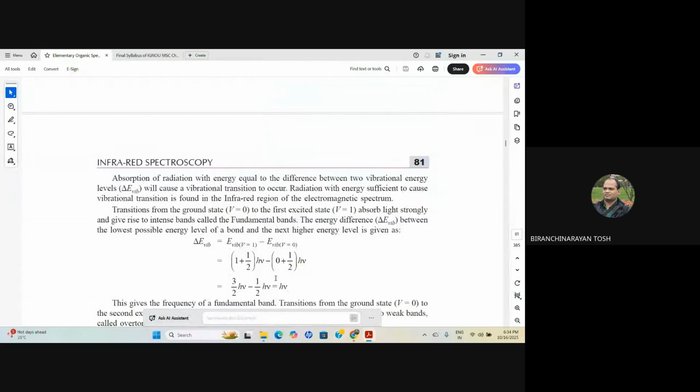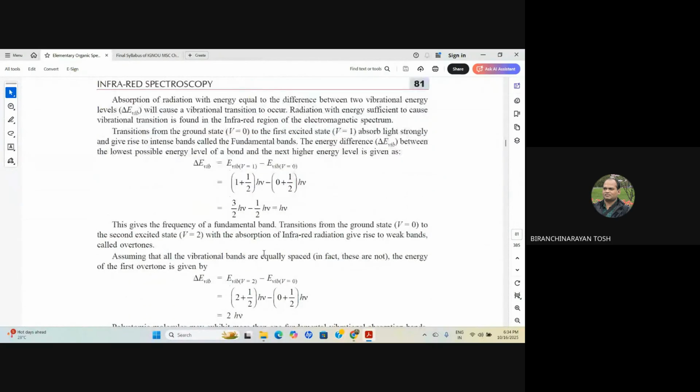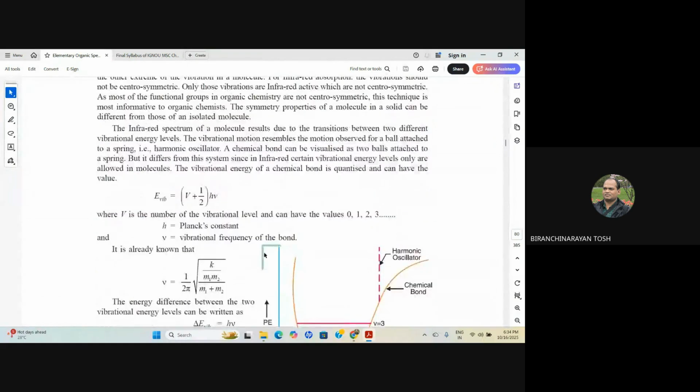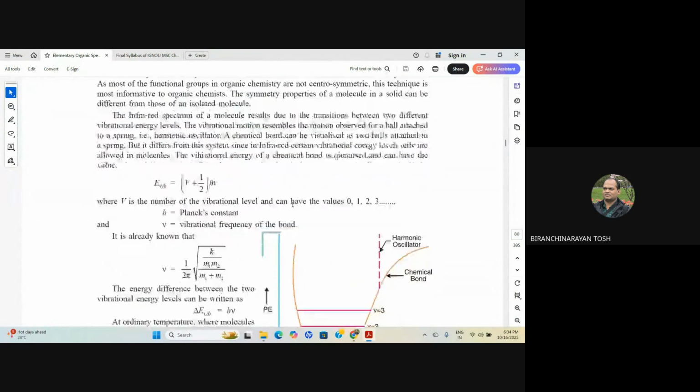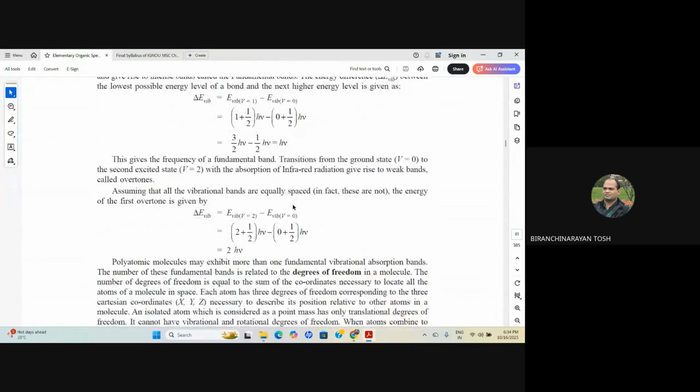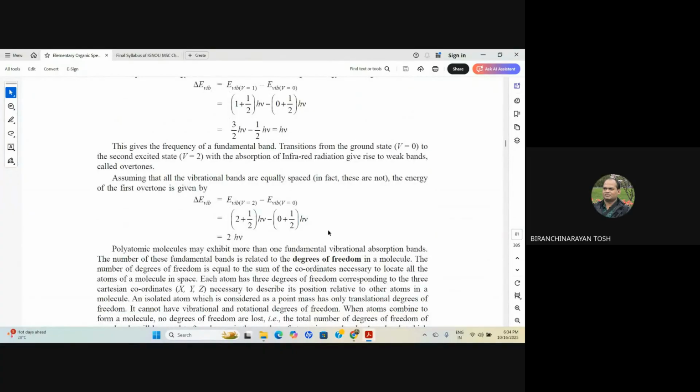So the difference you can see is S nu, so it is quantized, and the number of fundamental vibrations as the heading. It can be found using a different formula, which is related to the degrees of freedom. So what do you mean by degrees of freedom? The number of degrees of freedom is equal to the sum of the coordinates necessary to locate all the atoms of a molecule in space.